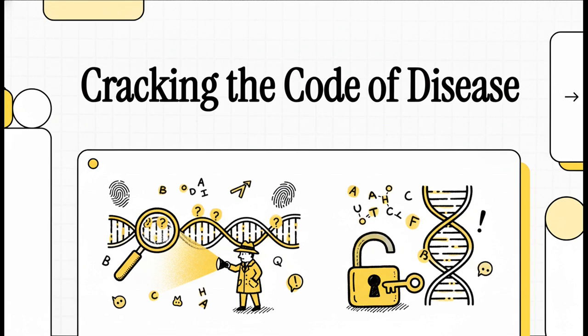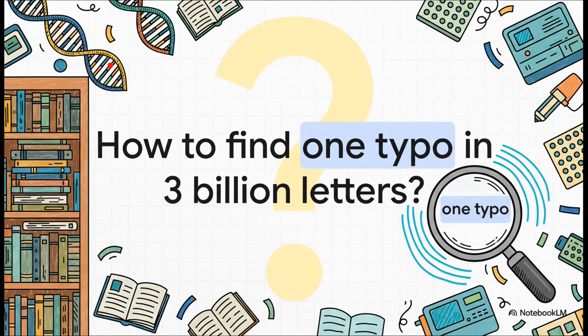Let's get started. Now, just to give you an idea of the challenge we're up against, think about this. Your entire genetic code, your genome, has about 3 billion letters. A single devastating genetic disease can be caused by just one of those letters being wrong. One. That's like trying to find a single spelling mistake in a massive library filled with thousands and thousands of books. I mean, where do you even begin? How is that possible? Well, it turns out our detective kit has some pretty amazing tools.